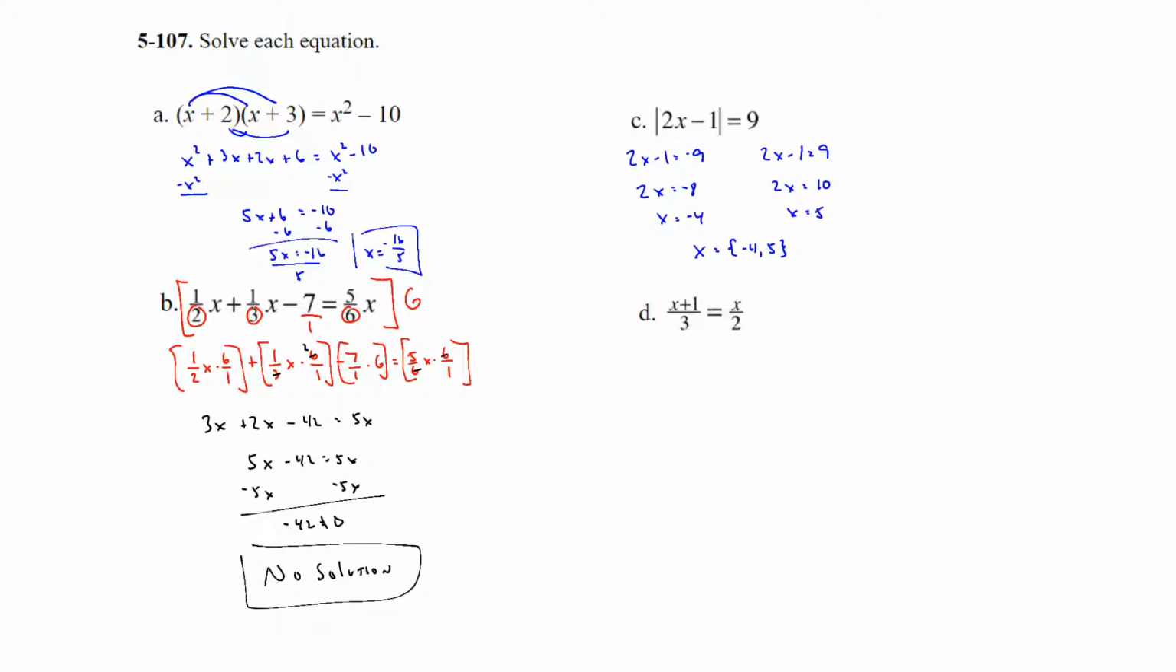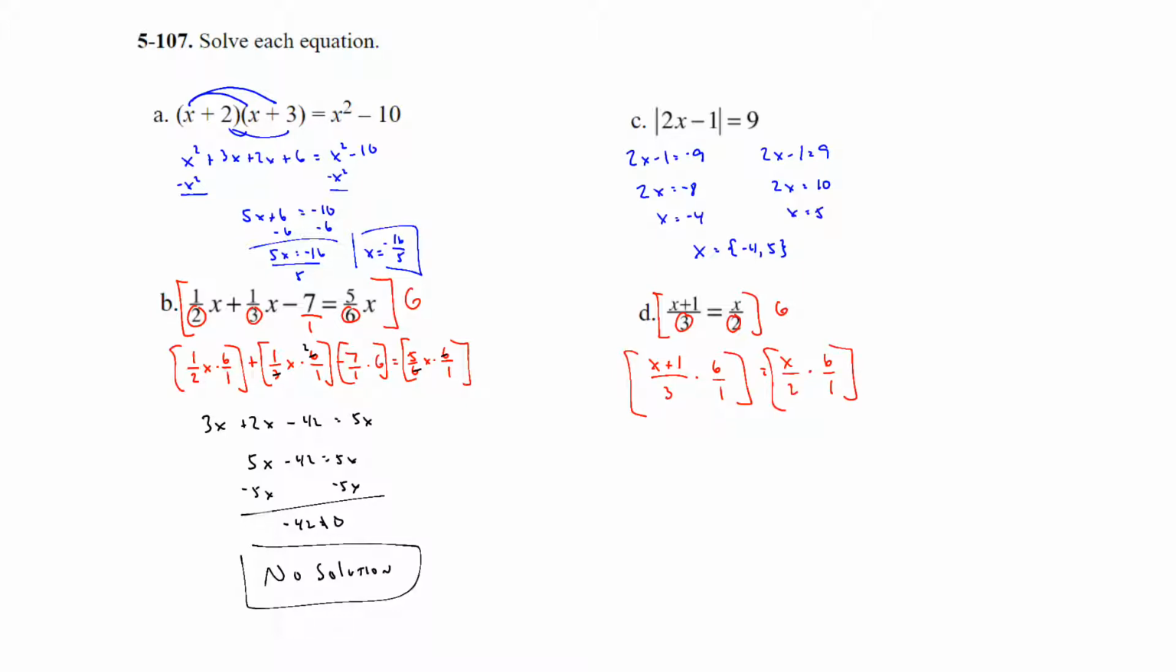On D, once again, your denominators are 3 and 2, so we can multiply by the common denominator of 6. That means each of these terms, x plus 1 over 3, is being multiplied by 6. So we'll simplify that in just a second. And then x over 2 times 6. And then we'll simplify that as well.